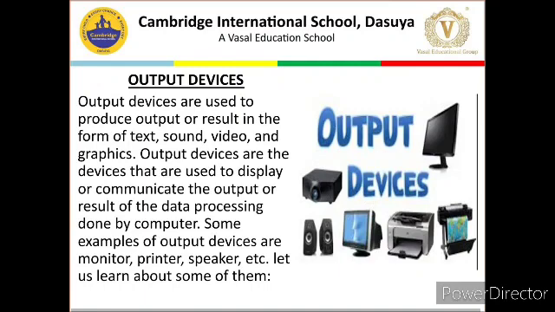Out of these, the most commonly used way of output is the monitor, which is the primary output device. And then we use speakers to hear the audio in the form of output. Then we have the printer, where we get a hard copy of the output shown on the monitor. Let's begin with the very first, which is monitor.